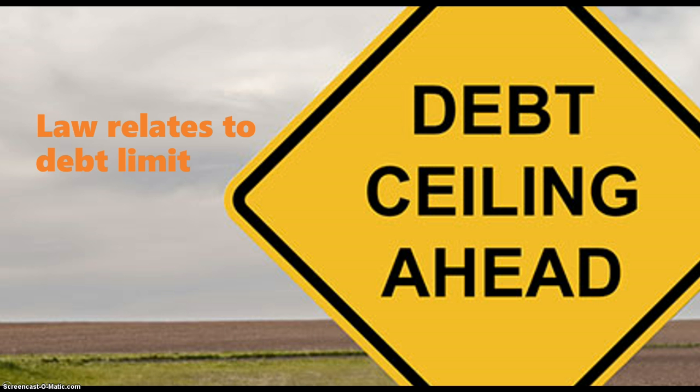Now, I want to talk about the law related to the debt limit. Under Article 1, Section 8 of the Constitution, Congress has the power to borrow money on the credit of the United States. This power is exclusive. It cannot be exercised by the other branches of government.